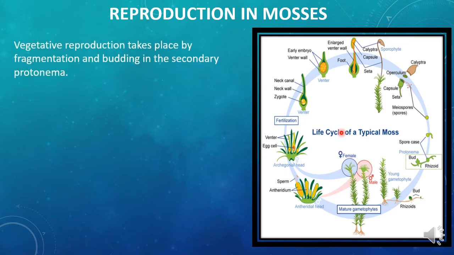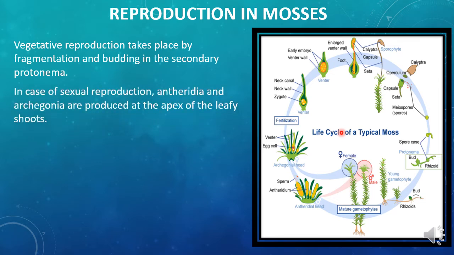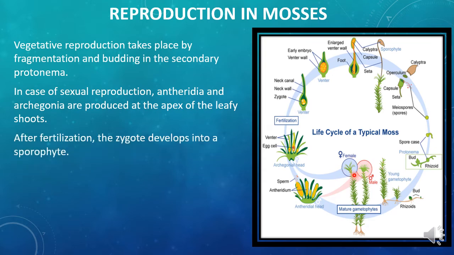Vegetative reproduction takes place by fragmentation and budding in the secondary protonema. So the vegetative reproduction, that is the asexual reproduction, takes place by fragmentation or by budding. In the case of sexual reproduction, antheridia and archegonia are produced at the apex of the leafy shoots. After fertilization, the zygote develops into a sporophyte, the mature sporophyte.